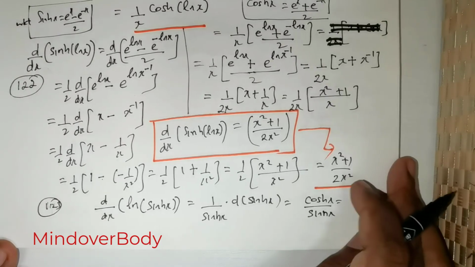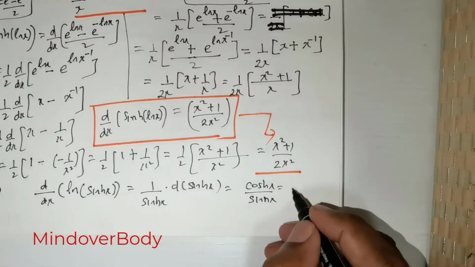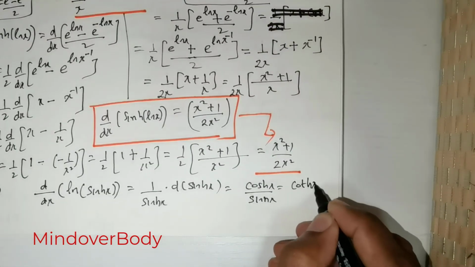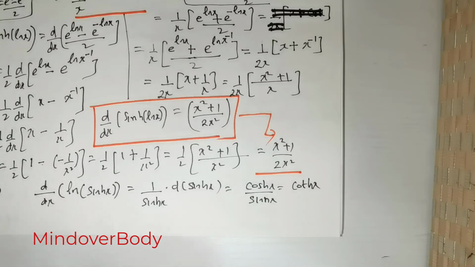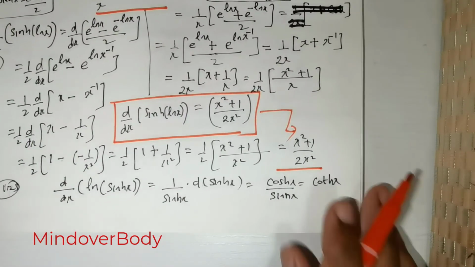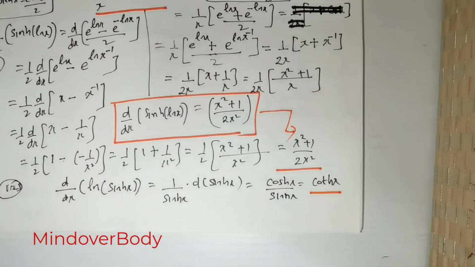so this is going to be hyperbolic cotangent x. So this is the solution for the question. So I will draw the red line. So we'll move on to the next question.